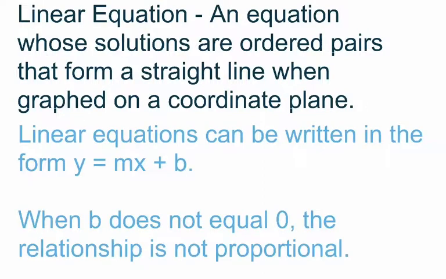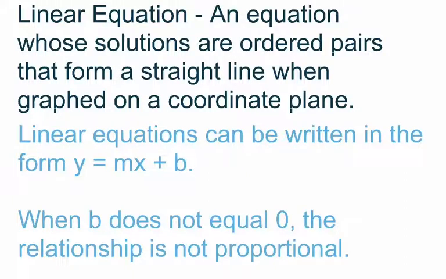equation. Now there are several different ways in which a linear equation can be written, but the most common form that we're going to be using throughout the next month or a couple months coming up is going to be y equals mx plus b, and we'll talk more about what each of those variables means later on as well. And it's important to note that when b does not equal 0, so when there's an actual value in place for b, the relationship is not proportional, meaning that the graph does not pass through the origin.